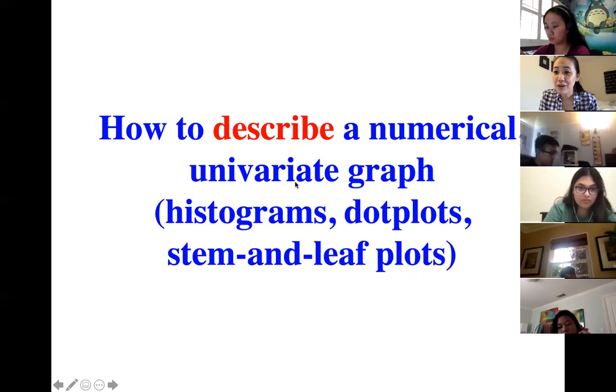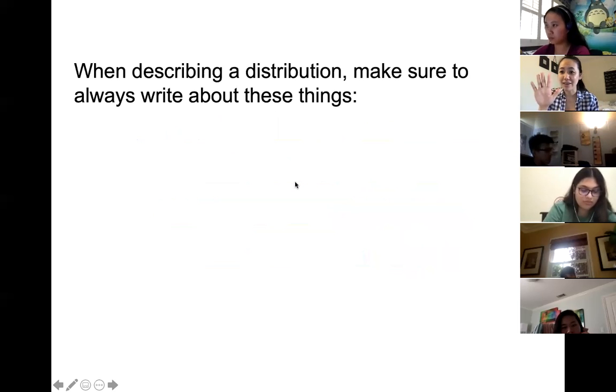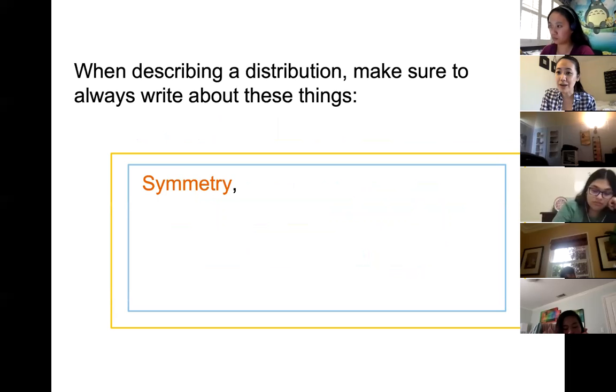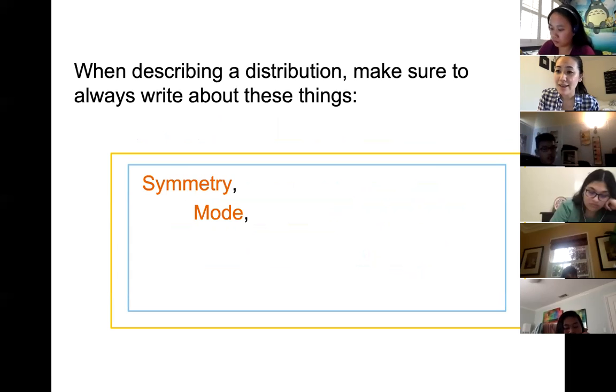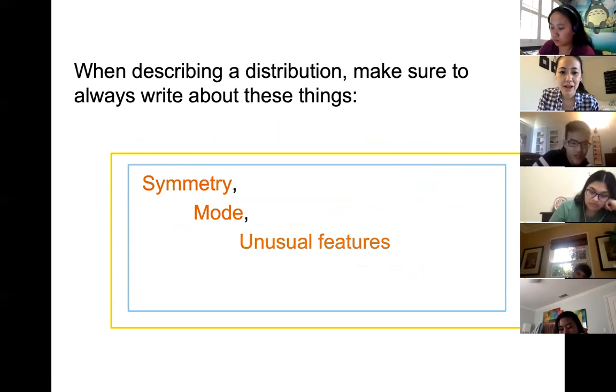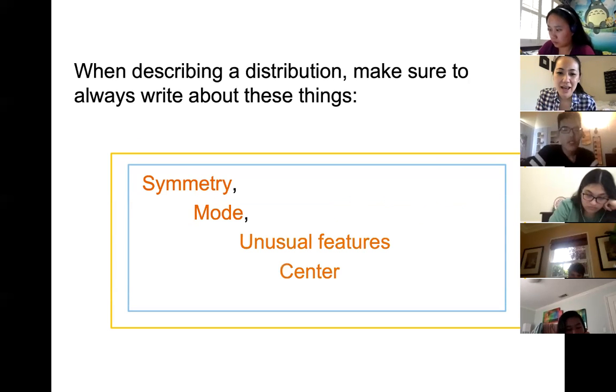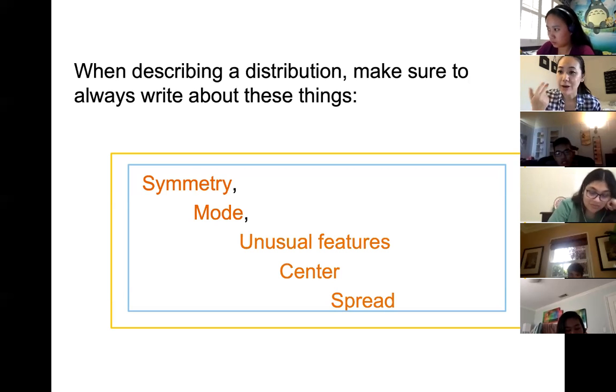Okay, you are going to need to hit 5 things when describing a graph. The first one is symmetry. The second one is mode. The third is unusual features, like outliers, gaps, things like that. Center is the fourth, and the last is spread. Symmetry, mode, unusual features, center, and spread.